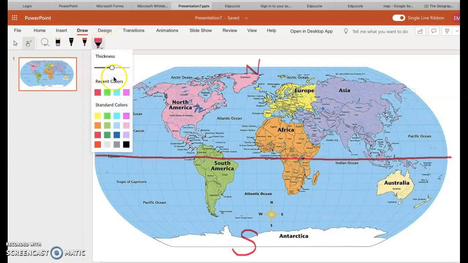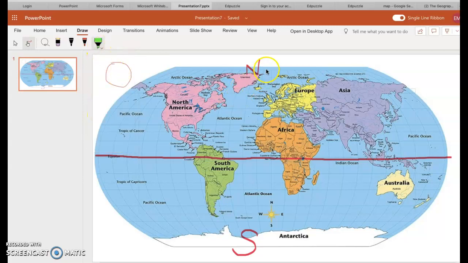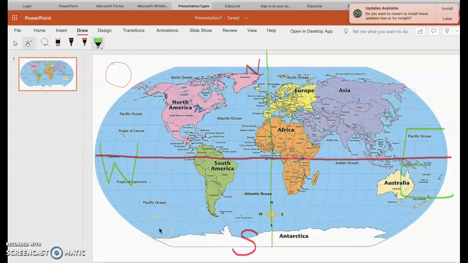Now, there is one more imaginary line that breaks the world up into two. So let's pick a different color for that. We will do green. Okay, now that is right about here, the prime meridian. This is the prime meridian, another imaginary line, but this time it breaks the world up into the western and the eastern hemispheres.